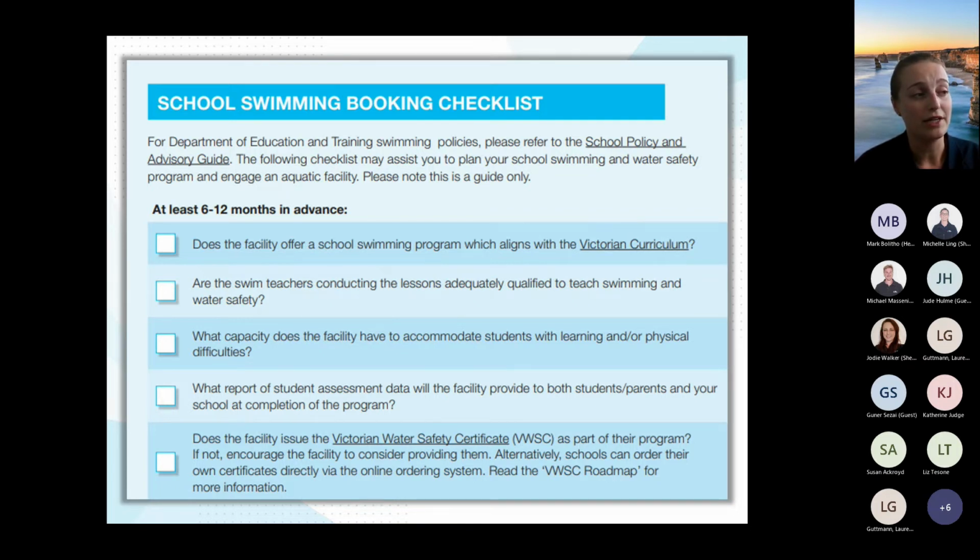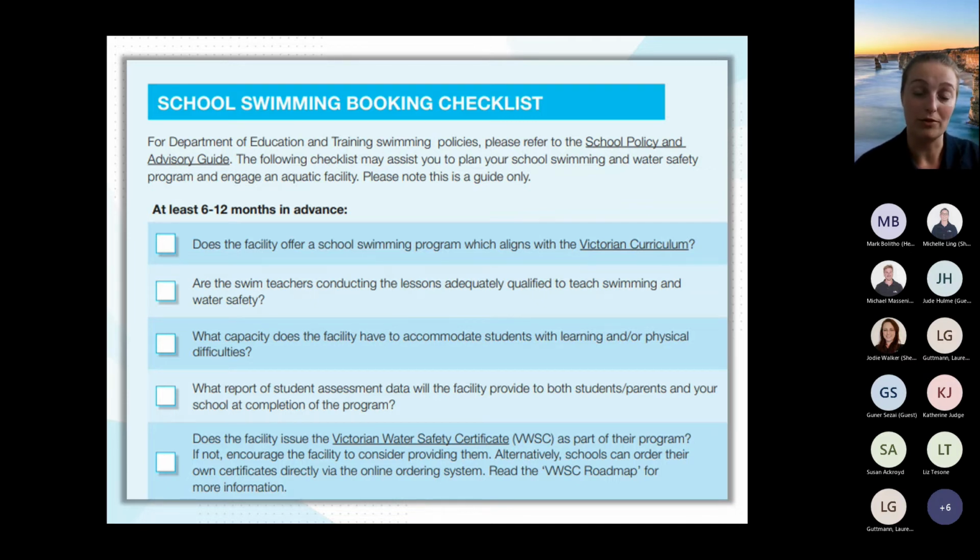You can think about whether the school swimming program aligns with the curriculum or with the sorts of skills that students would develop in a typical school curriculum. Are the swim teachers conducting the lessons adequately qualified to teach swimming and water safety? What capacity does the facility have to accommodate students with learning and/or physical difficulties? And what report of student assessment data will the facility provide to both students and parents and your school at the completion of the program? So getting assessment data is very, very important for you to be able to share that with parents and assess the students' development of their skills as they continue on through schooling, especially when they're moving into mainstream schools.